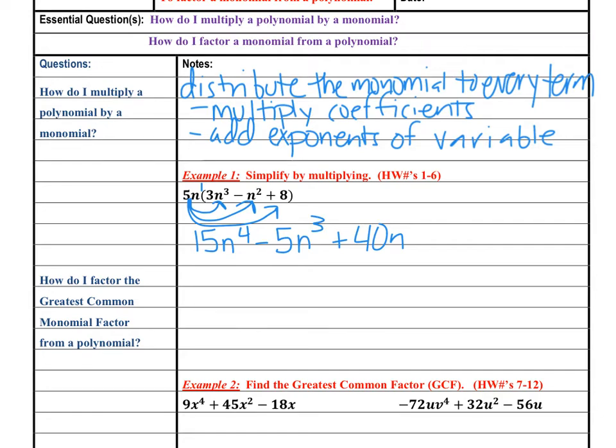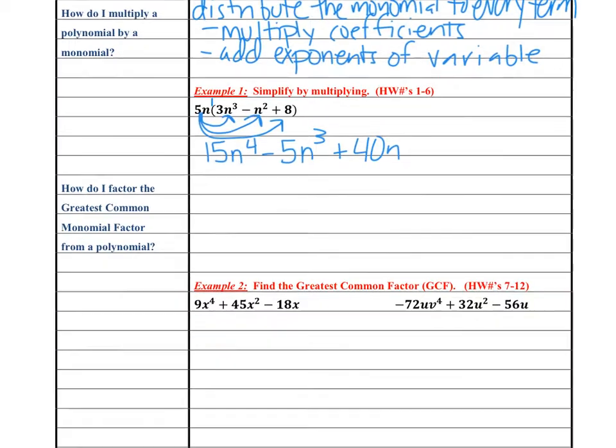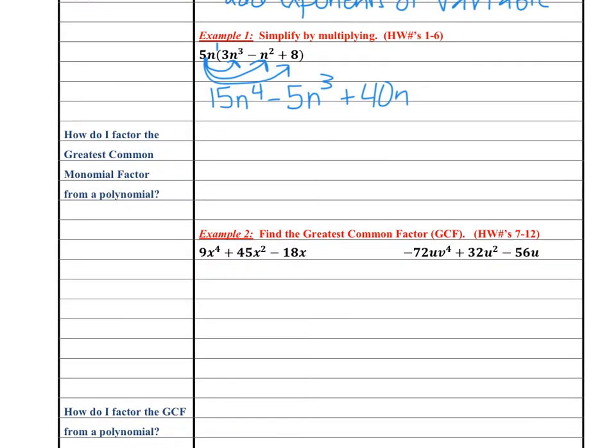The next question says, how do I factor the greatest common factor out of a polynomial? So this is what we were doing in our investigation last week. We are going to find the greatest, or the largest, number and variable.